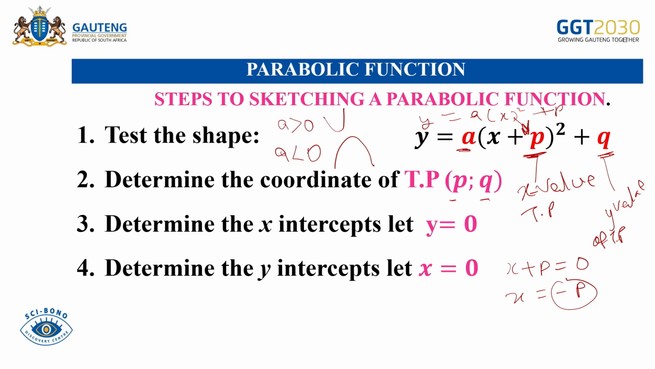And then 3, you need to know how to determine the x-intercept. We have done that already. And how do you determine your x-intercept? You need to let y be equals to 0. Then number 4, you need to know how to determine the y-intercept. And the only way to determine the y-intercept is you need to let x be equals to 0.